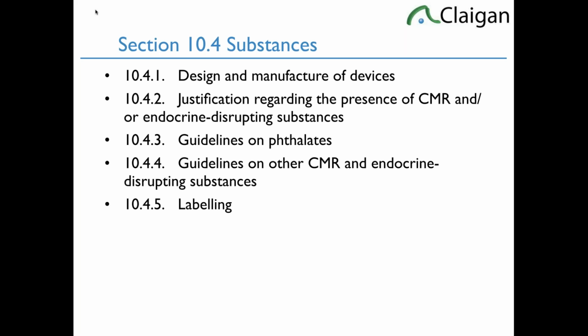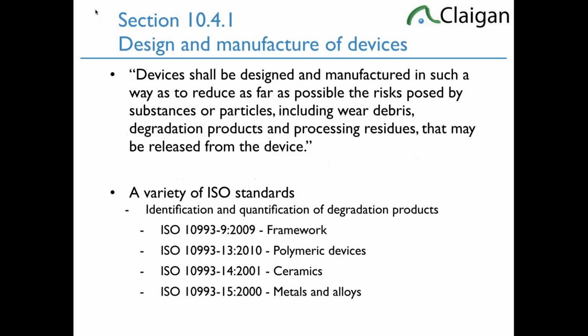So a lot of what we're going to focus on is 10.4.1, the design and manufacture, which really should have a 10.4.1A and B. That would make a lot more sense, and I'll show you why. But we're going to talk about all of these. We're going to talk about the design and manufacture, the justification, the guidelines, in particular on phthalates, the justification, and labeling. When you come out of all this, what's the labeling requirement?